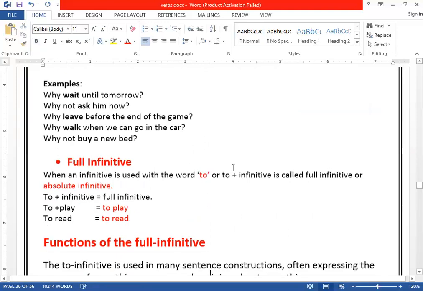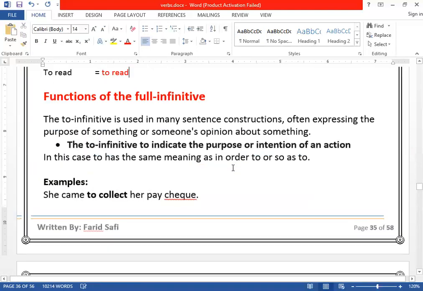So let's study functions of full infinitives. The to infinitive is used in many sentences and constructions, often expressing the purpose of something or someone's opinion about something. Clear? We use it to express purpose of something or someone's opinion about something.